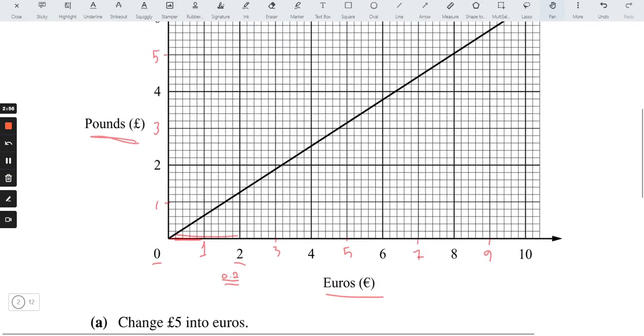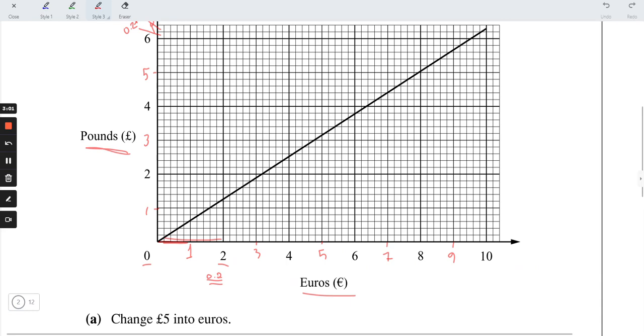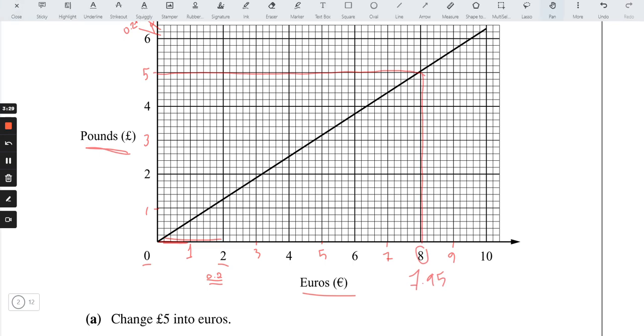Okay, now they need in part A to change 5 pounds into euros. So we will go to 5 pounds and we will see what it equals in euros. So using your ruler and your pencil or pen, you will draw a horizontal line till you reach this line. Almost we have 8 here, or it could be 7.95 or 7.9.